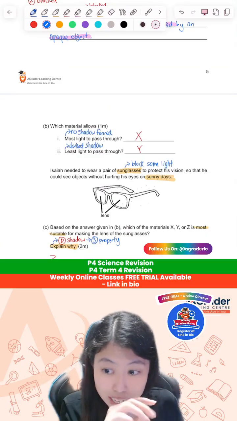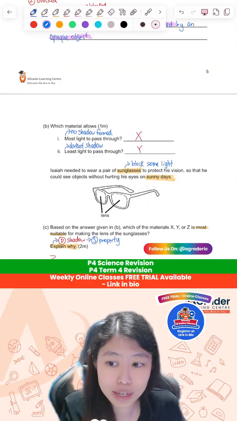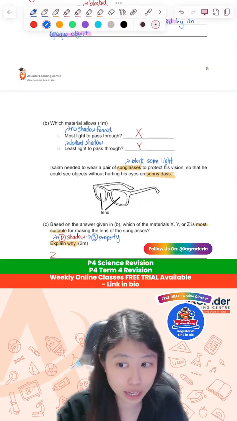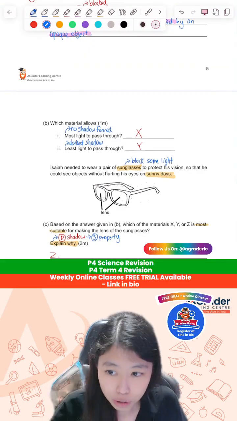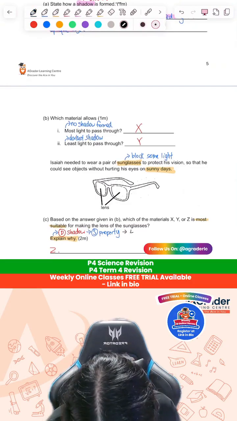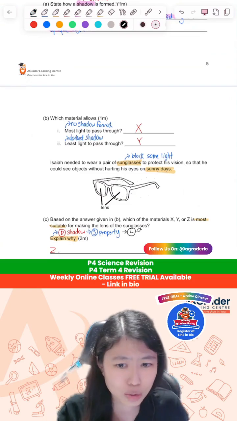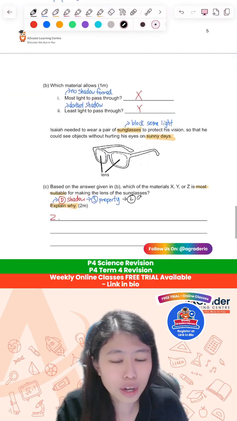Do not just say it is translucent, the end. Cannot. You must talk about light to get your marks. So yes, it allows some light to pass through, or you can say it blocks some light. These two I accept. Then what happens? Link. Why do you think it's suitable to make the lens of the sunglasses? Why do you want to choose the one that allows some light to pass through or blocks some light only?